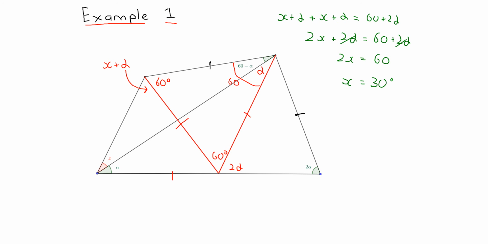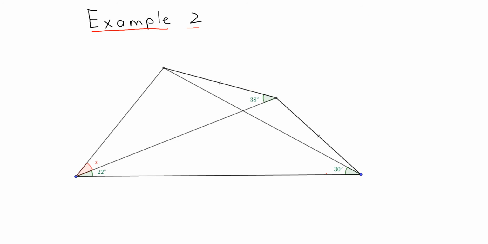Okay, let's try a second example. So, as before, I want you guys to pause the video and have a go at it, and just make sure you can see these lines. This side here and this side here have been marked equal. So I've got x, 22 degrees, 38 degrees, and 30 degrees, and of course we've got to find x. So pause the video, have a go at it, see if you can use this technique to solve this.